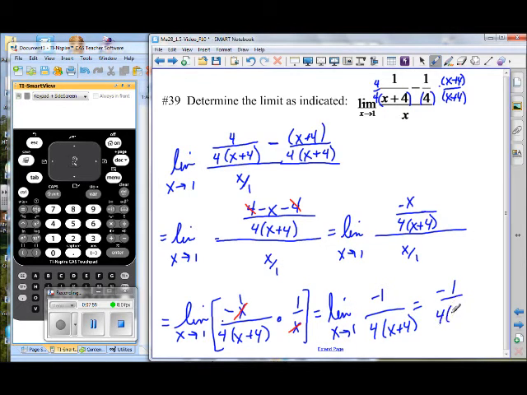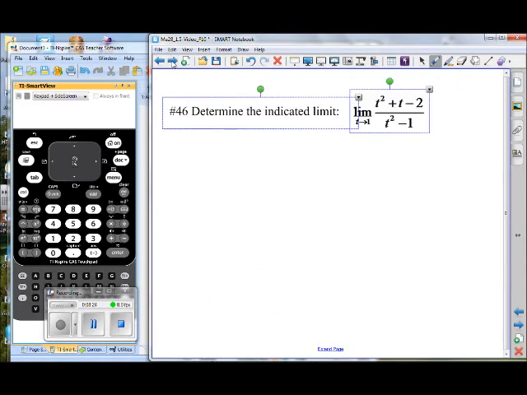So I have 4 times the quantity 1 plus 4, and I end up with negative 1 divided by 4 times 5, or 20. So my answer would be negative 1/20th, which means that given this function, as x approaches 1, my output values of this entire quantity up here are approaching negative 1/20th. Okay, let's go on to our next problem.